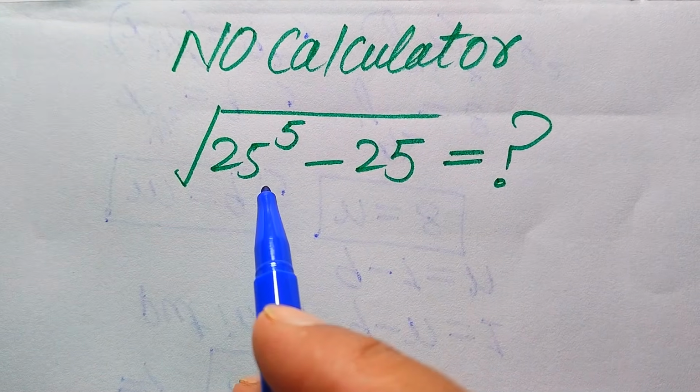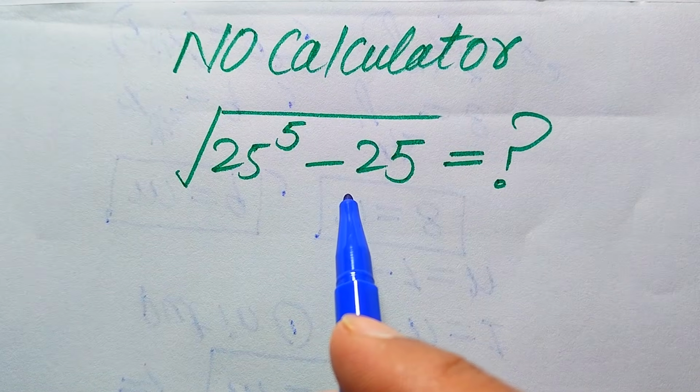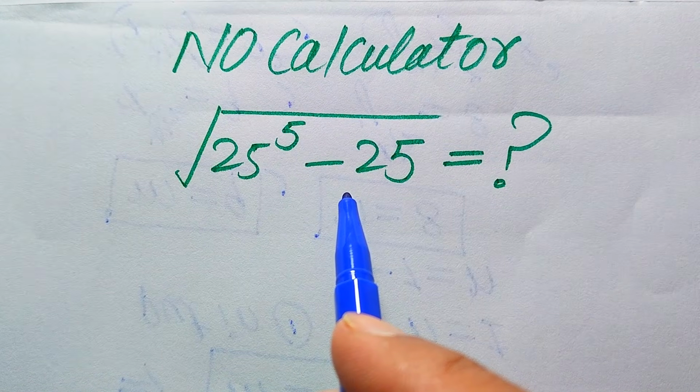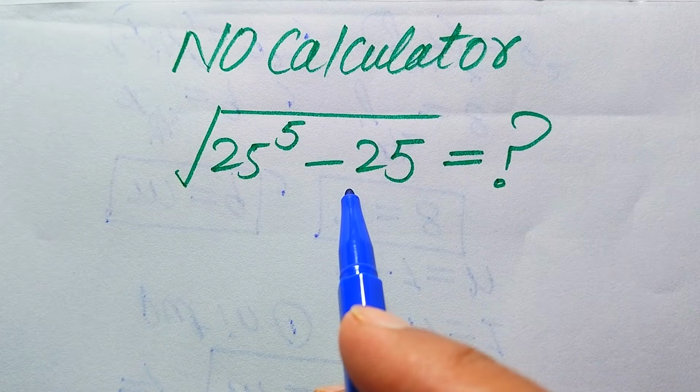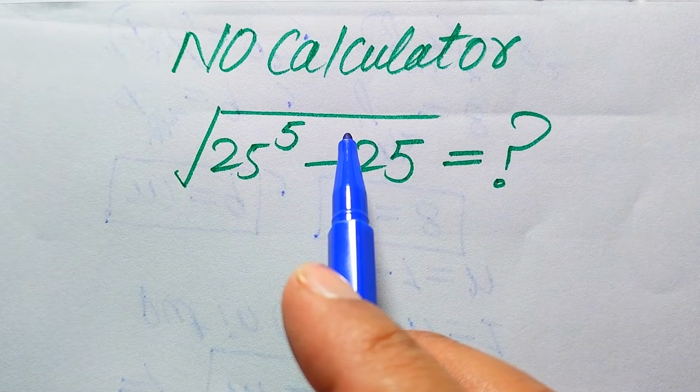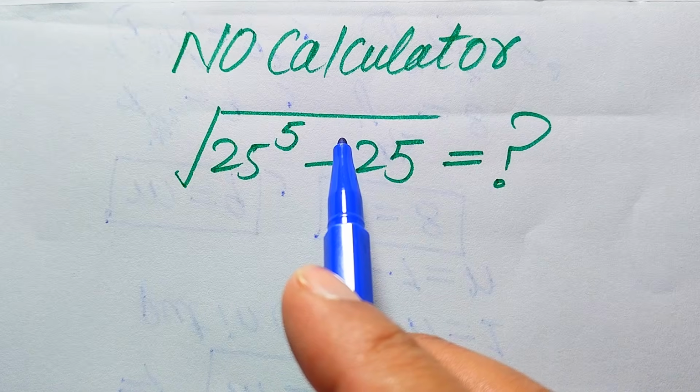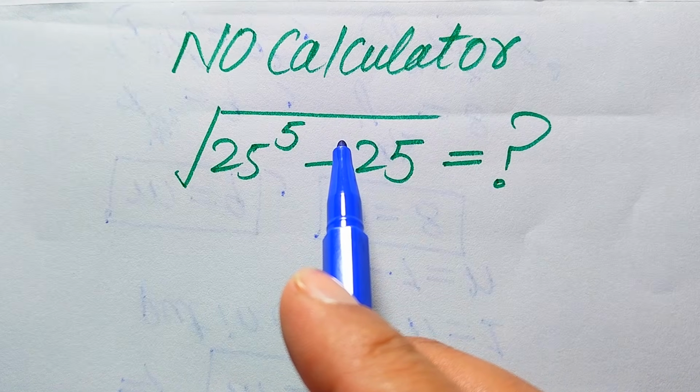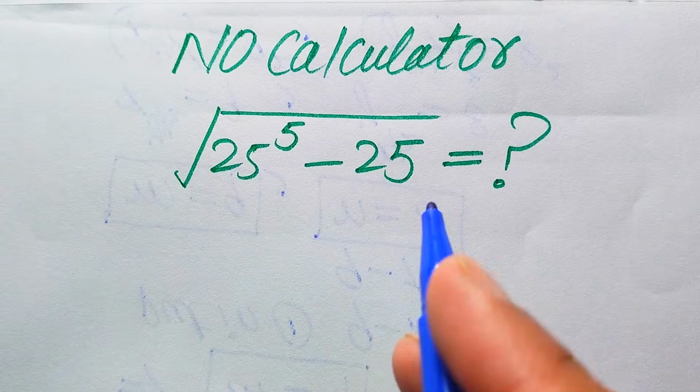So here we have the square root of 25 to the power of 5 minus 25. We write this algebraic expression into the simplified form. Remember that a calculator is not allowed in this problem. This means that we need to show all of the working on paper. So we move toward the solution of this problem.